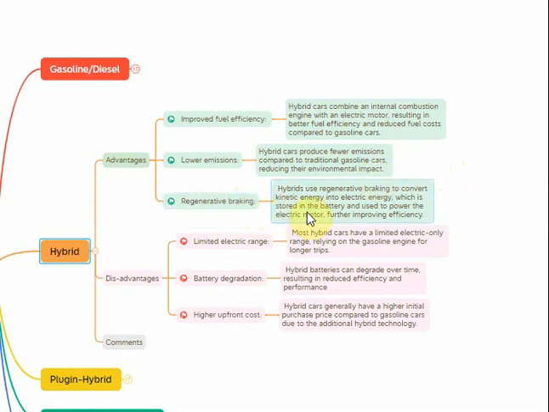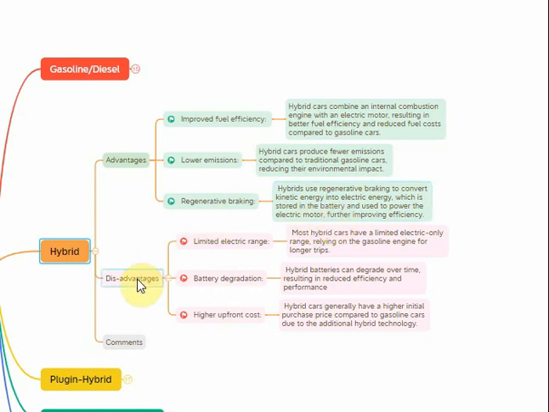Regenerative braking: hybrid vehicles use regenerative braking to convert kinetic energy into electric energy. So, as I mentioned earlier, these vehicles cannot be charged externally, so this vehicle charges by itself as it moves, and therefore improves the efficiency.